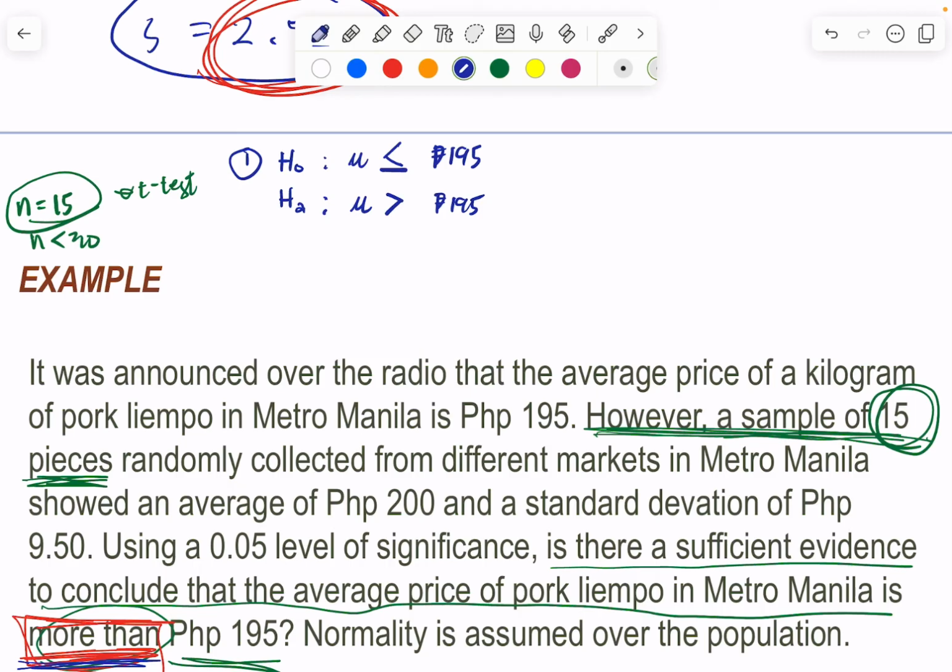What's next to do? Pangitaon na nimo ang statistical test. So, first to write here is your type of test nga gamiton. We will use T-test because ang sample size is 15. Now, after that one, we have to know if it is one-tailed or two-tailed. So, unsa man ni siya nga problem? Is it one-tailed or two-tailed?